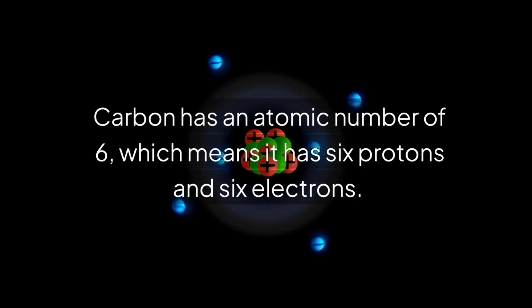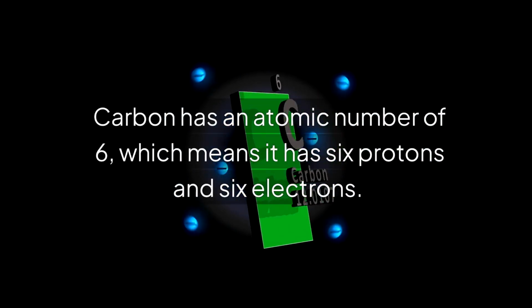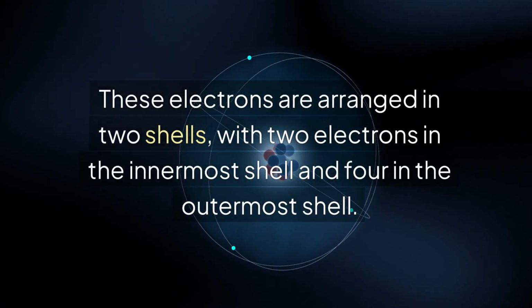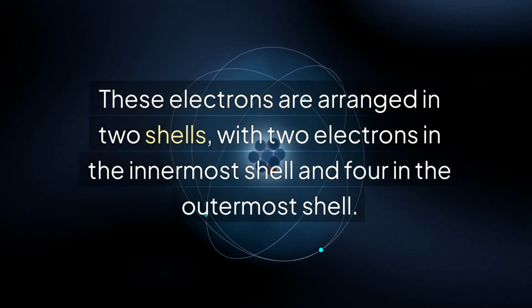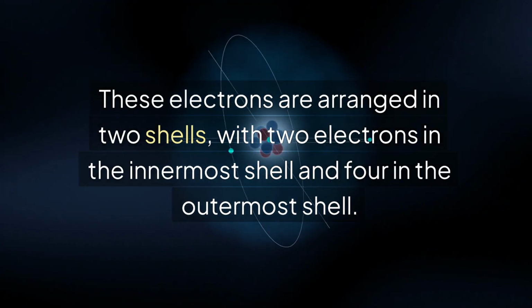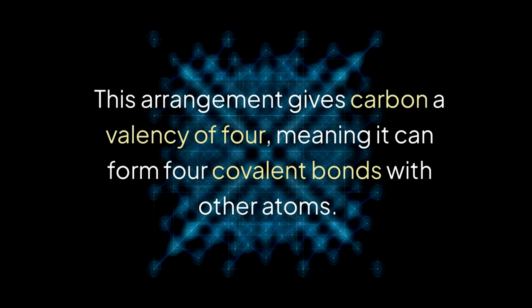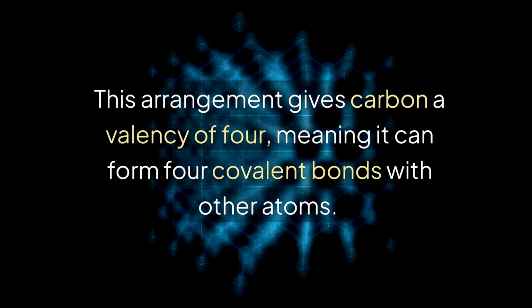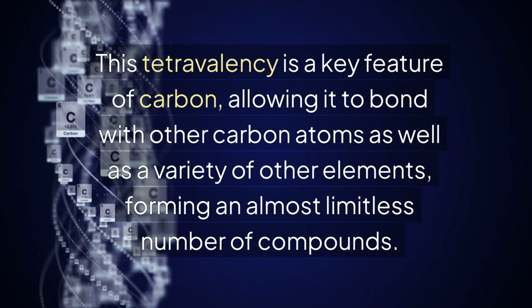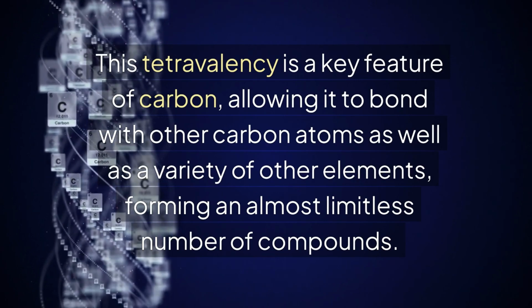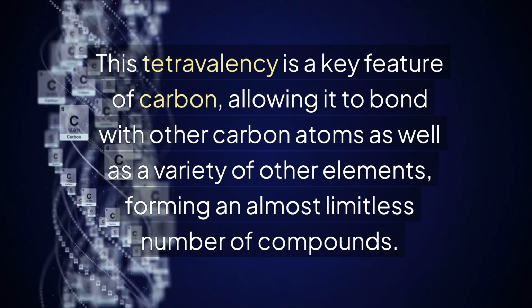Carbon has an atomic number of 6, which means it has 6 protons and 6 electrons. These electrons are arranged in 2 shells, with 2 electrons in the innermost shell and 4 in the outermost shell. This arrangement gives carbon a valency of 4, meaning it can form 4 covalent bonds with other atoms. This tetravalency is a key feature of carbon, allowing it to bond with other carbon atoms as well as a variety of other elements, forming an almost limitless number of compounds.